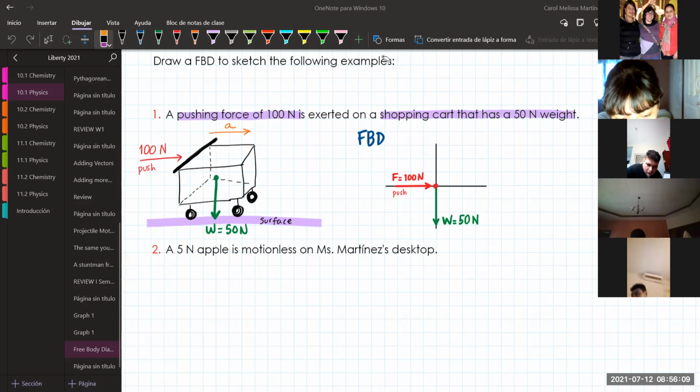It's on a surface, and every time objects are on a surface, the normal force is also acting on the object. Now, where is the normal force going? Is it going to the right or is it going up? Up. It's going up. Okay? So here, you put your normal. Remember, it's a curly N. And it must be balanced with the weight. Okay?